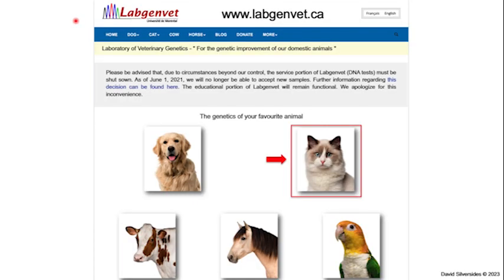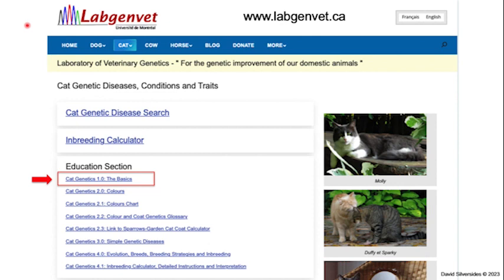Throughout these discussions, I will be making use of the labgenvet.ca website to help us. Find the website, click on the picture of the cat to arrive on the cat homepage, where, among other things, you can have an overview of the basics of genetics.